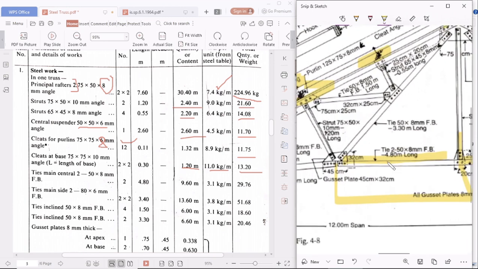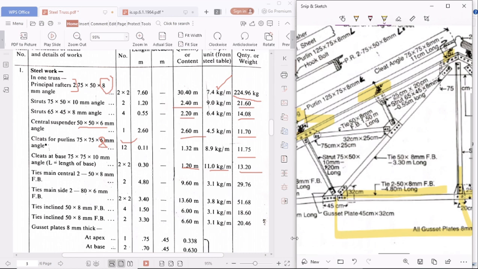So here we got one tie, that tie is 2 in number, 50 into 8 mm. So take the same, two numbers, 50 into 8, so the number is 2, so 4.80. They are directly taken here on tie, here on tie. Okay, because it is connected, so they have directly taken it as 2. Multiply 2 by 4.80, take the unit weight from the steel table, you will get 29.76 as the total weight.